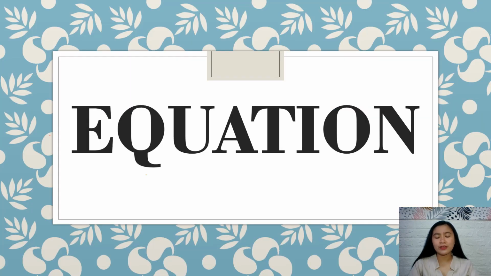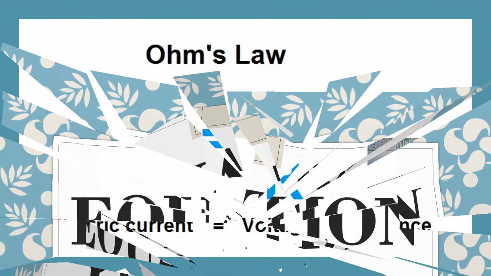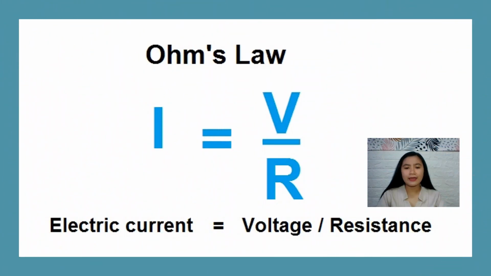Okay, for Ohm's law, the equation will be I is equal to V over R, or current is equal to voltage over R. As you can see in this equation, the current is directly proportional to V but inversely proportional to the resistance. So this is the equation that we're going to use when we are solving problems regarding Ohm's law.